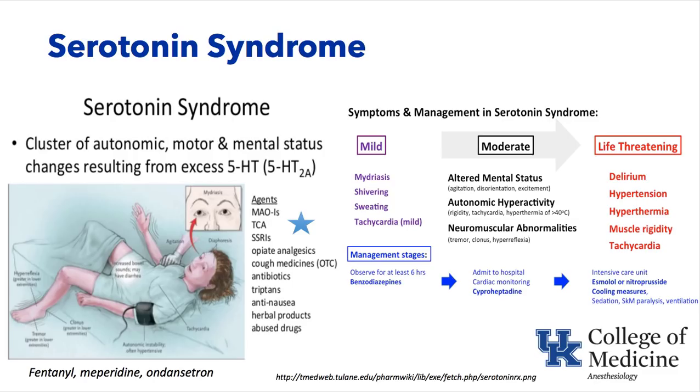When it's life-threatening, they present with delirium and hypertension, hyperthermia, muscle rigidity, and tachycardia. That's the patient who's in the intensive care unit on drugs like esmolol and nitroprusside, and cooling measures are provided, paralyze them, ventilate them, and sedate them. Serotonin syndrome, usually a combination of medications that raise serotonin in the blood to very high levels, causing these symptoms that can look like MH.